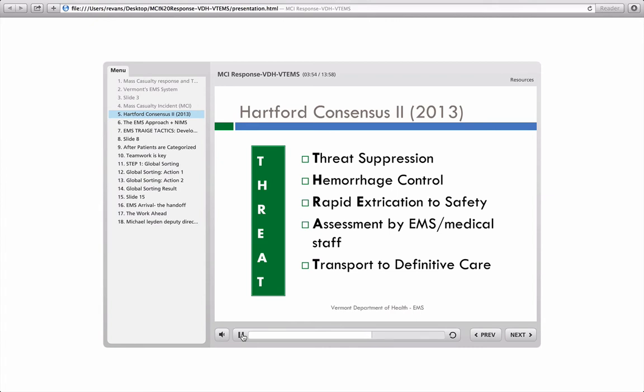THREAT stands for T, threat suppression, which is a law enforcement function; H, hemorrhage control, which is an emphasis on early management of critical bleeding by law enforcement or other personnel; R and E, rapid extrication to safety; A, assessment by EMS and medical personnel, including the school nurse; and T, transport to definitive care.